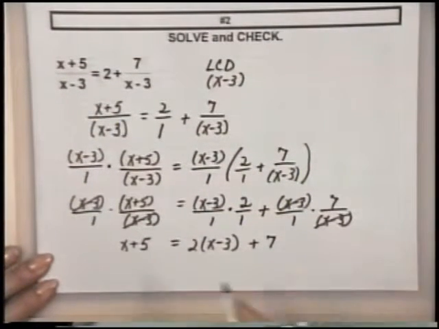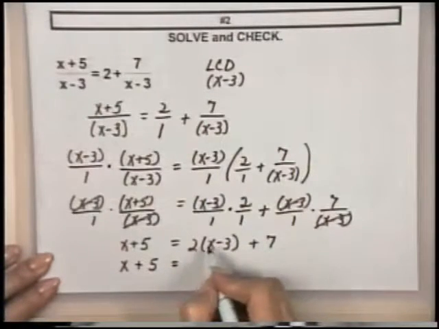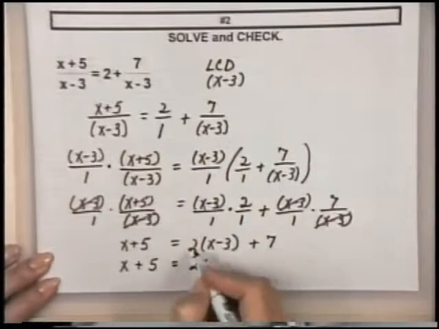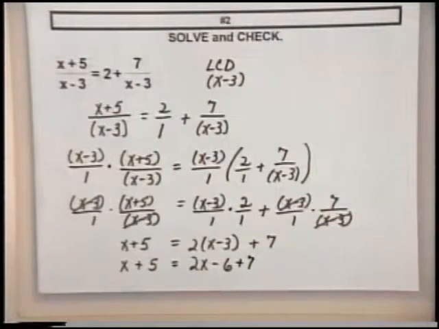Removing the parentheses in my resulting equation, I will have x plus 5 equals 2 times x is 2x, 2 times negative 3 is negative 6, plus 7.